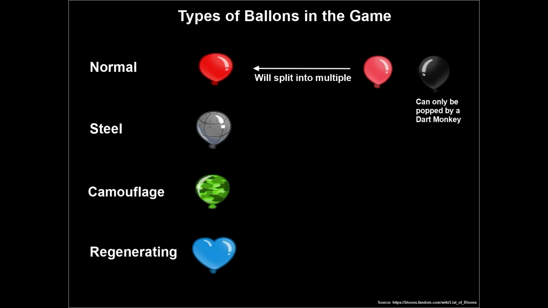There are multiple types of balloons in the game. Different categories include the normal balloon, the steel balloon, the camouflage, and regenerating balloons. Each of these balloon types has different attributes and features. For example, the steel balloon can only be destroyed by explosive towers. The camouflage requires special upgrades so that the towers can see it, and the regenerating balloon needs to be destroyed quite quickly as it will regain its health.